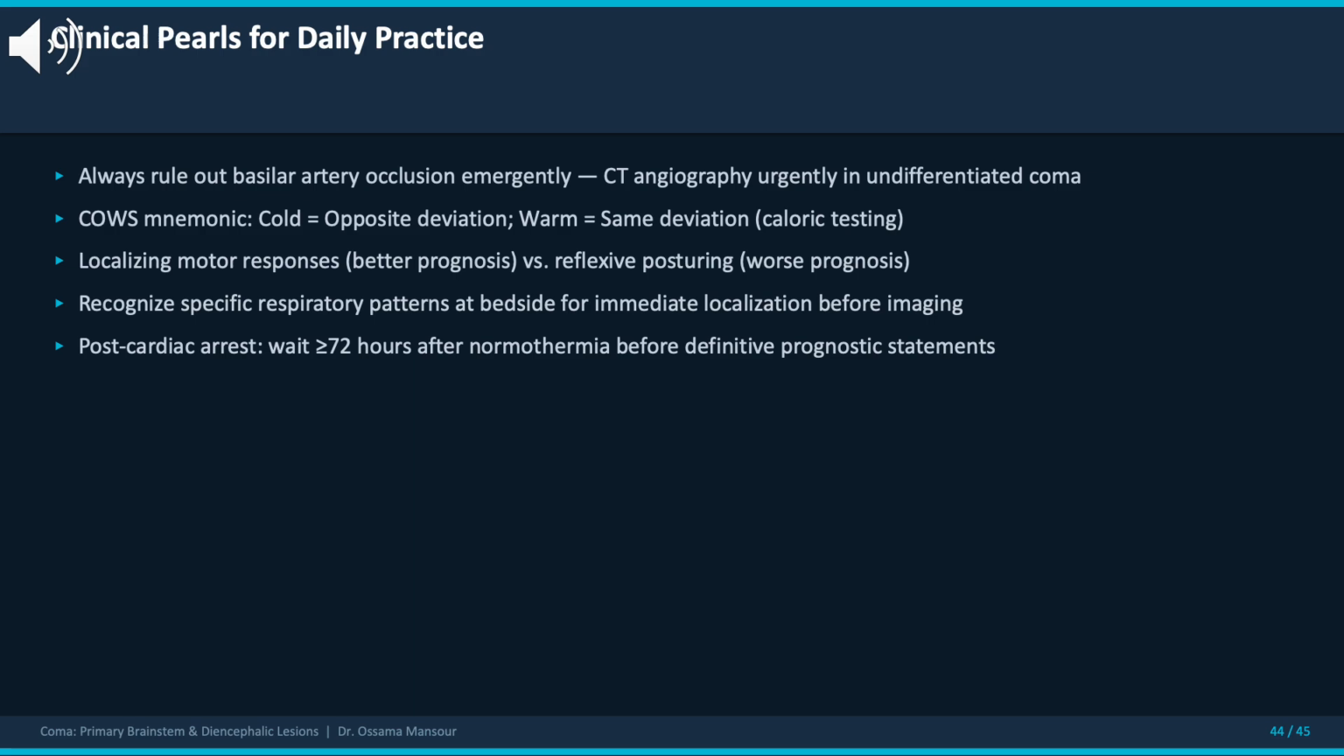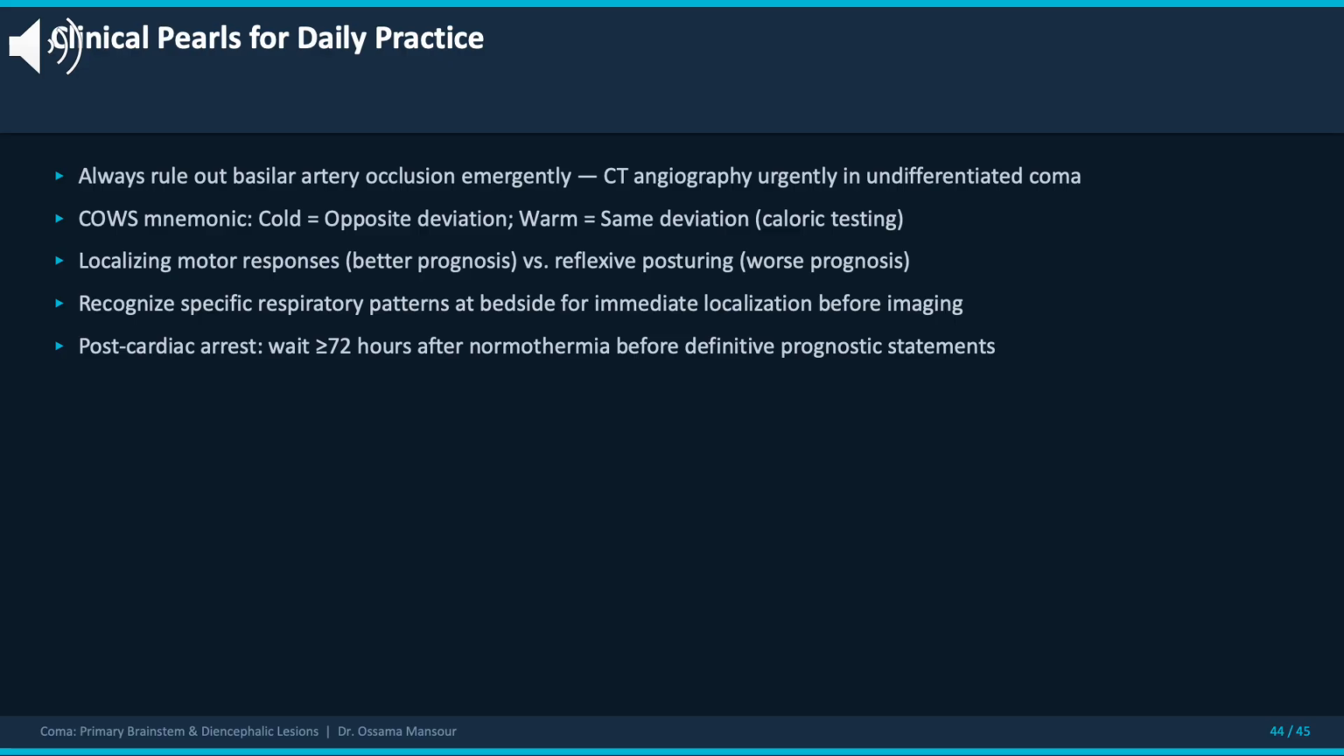First, and most urgent, always rule out basilar artery occlusion emergently in any patient presenting with undifferentiated coma, where the etiology is not immediately apparent, with CT angiography of the head and neck emergently. Second, commit the SNOOP mnemonic to memory as your mental checklist for red flag features: systemic signs, neurologic deficits, acute onset in an elderly patient, and pattern changes or postural symptoms, or papilledema or precipitants like exertion.